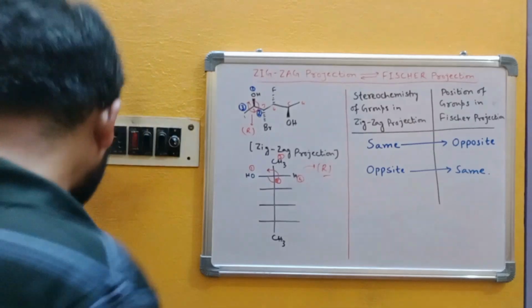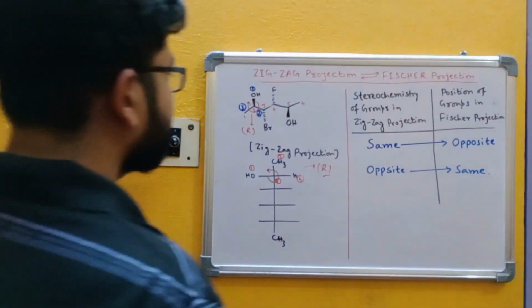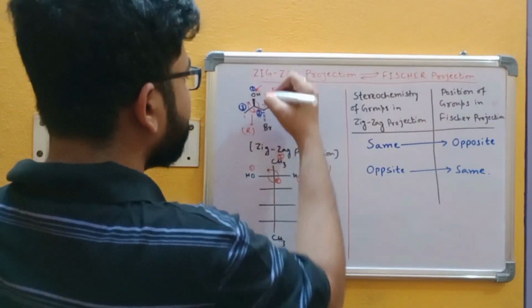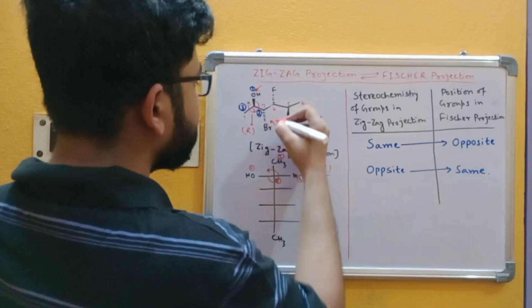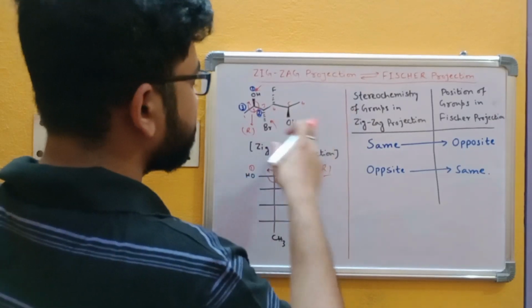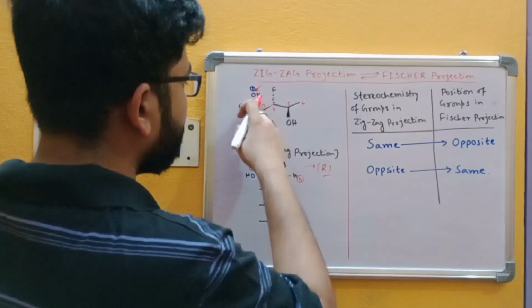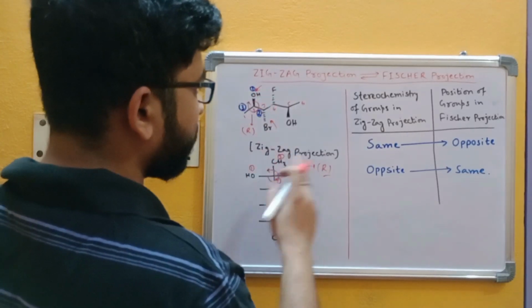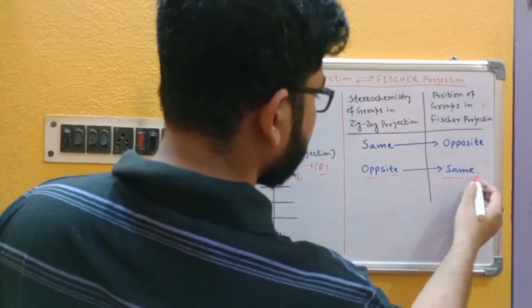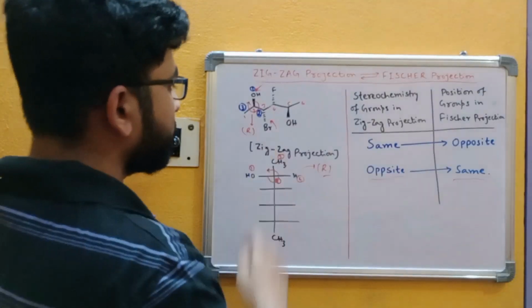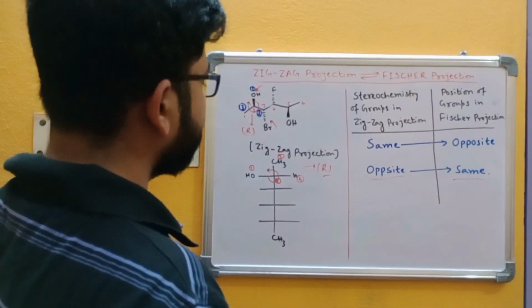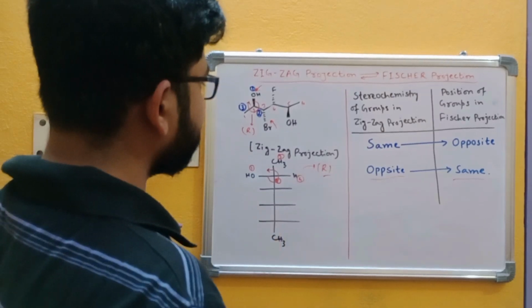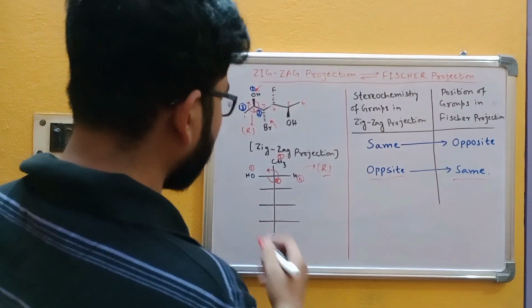So here we see that this OH is above the plane and this bromine is below the plane. That is, in zigzag projection, the stereochemistry of 2 adjacent groups is opposite. So in Fischer projection, according to the trick, opposite becomes same. So this Br should be on the same side on which OH resides. So OH is on the left side, so Br should be on this side.